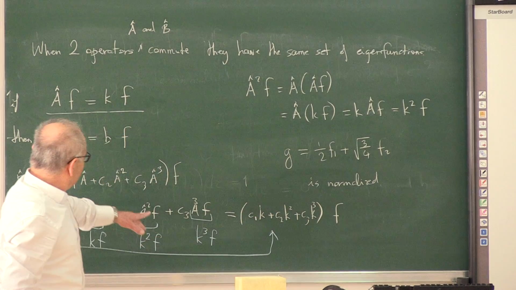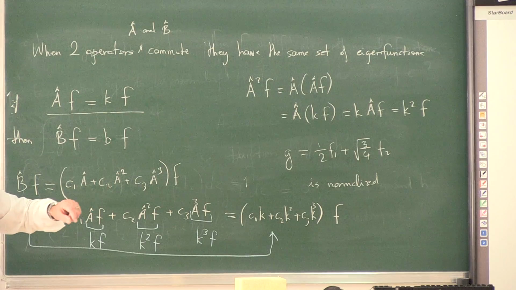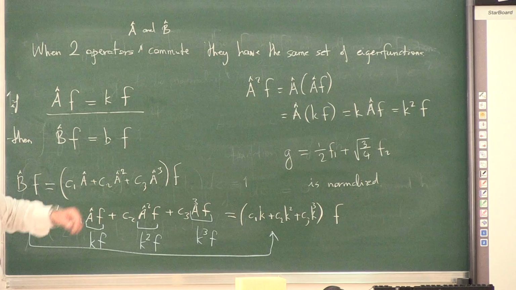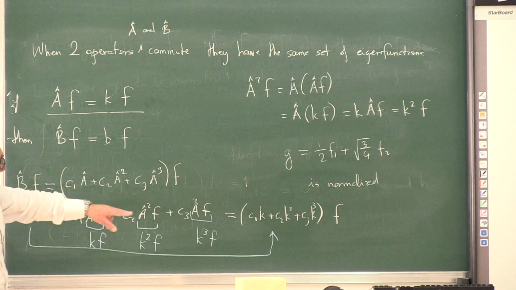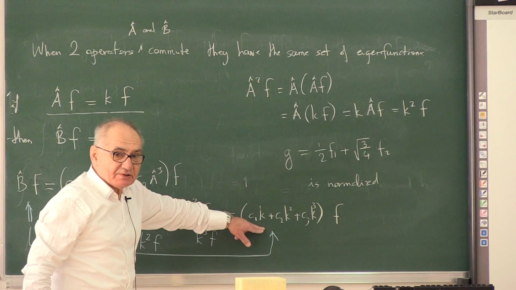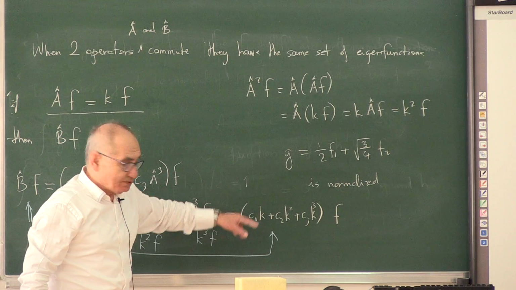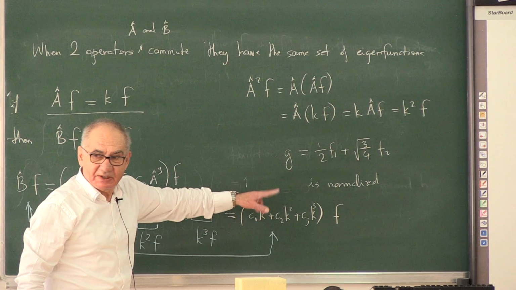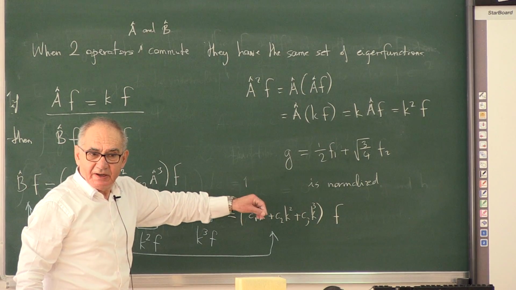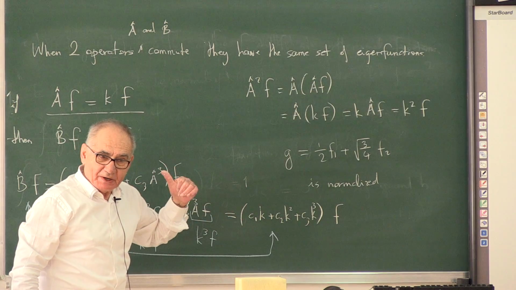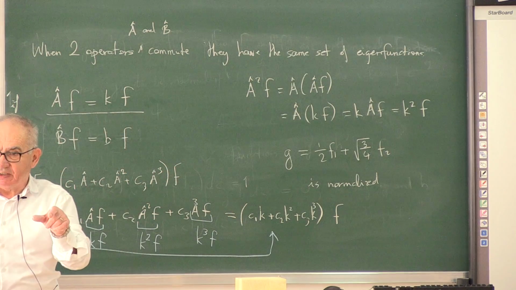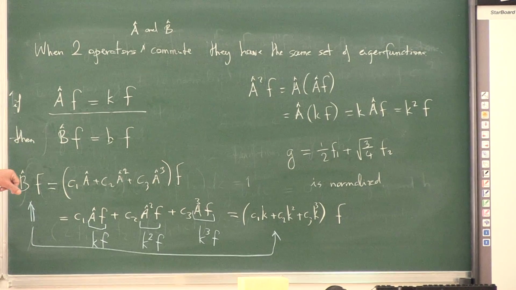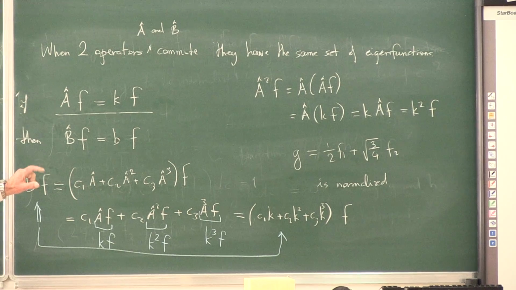Therefore, is the same function f also an eigenfunction of B? Yes. What is the eigenvalue of B? This expression inside parentheses. You see, all of these are constants. C1 times K plus C2 times K squared plus C3 times K cube is the eigenvalue for the B operator. Please note once again that the function f is the same for both A and B, but the eigenvalues are different.